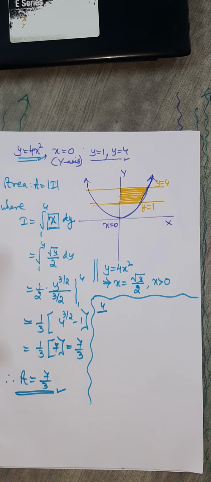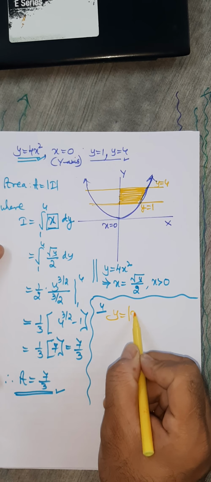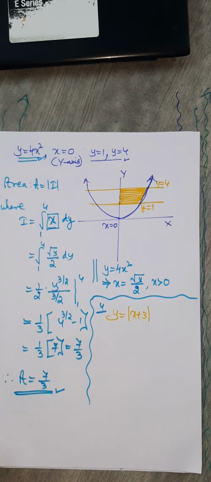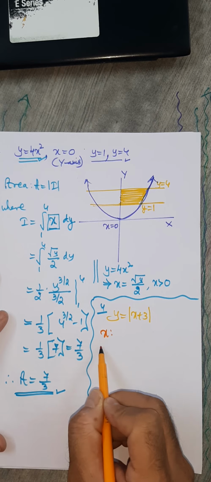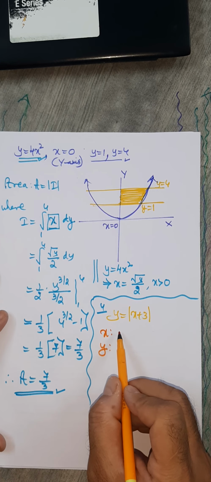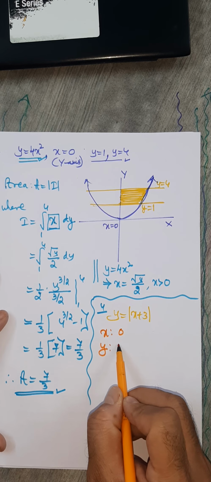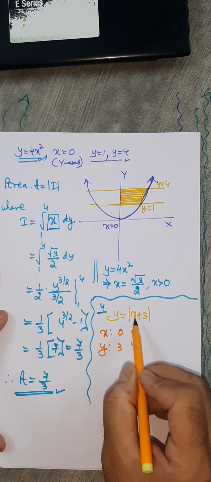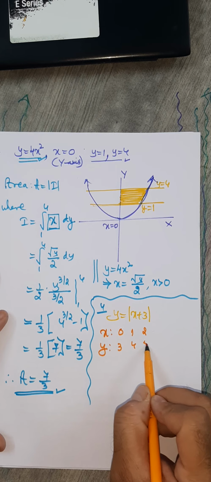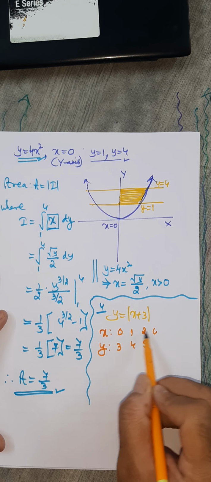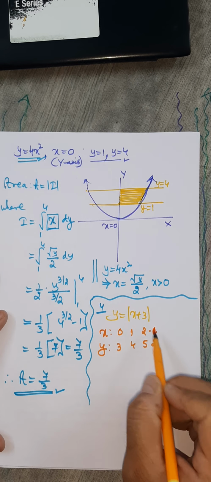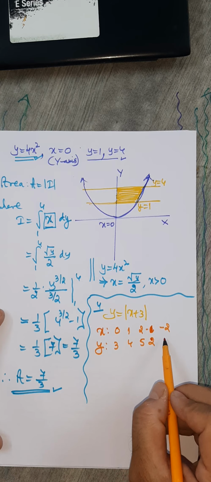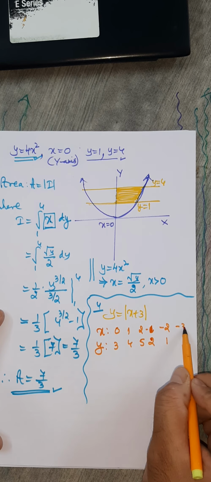Sketch the graph of this function. Okay, y equals modulus x plus 3, and then you have to evaluate the integral. You know this very standard, well-known function. This is a modulus function. If you want to draw the graph, you can just take the tabular values like 0, then 3; 1, then 4; 2, then 5. 0 already taken. Let me take minus 1, then 2; minus 2, here it is 1; minus 3, 0.